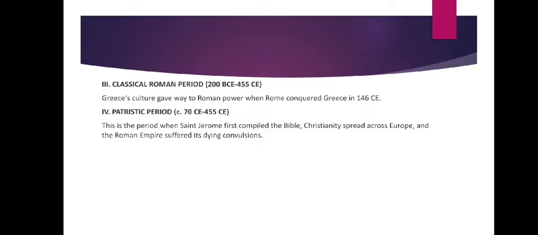146 BCE. 4. Patristic period, c. 70 CE until 455 CE. This is the period when Saint Jerome first compiled the Bible. Christianity spread across Europe, and the Roman Empire suffered its dying convulsions.